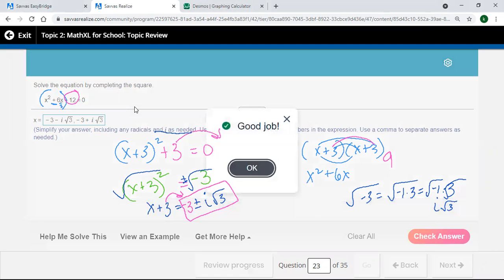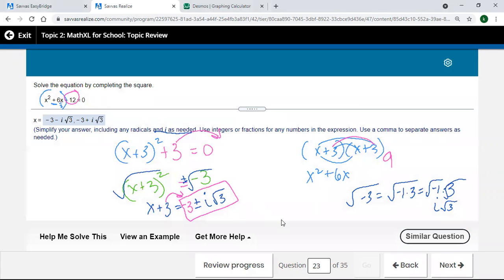And how do we do? Great job. We didn't do great this time. Anyway, that's how I would do it, by completing the square.